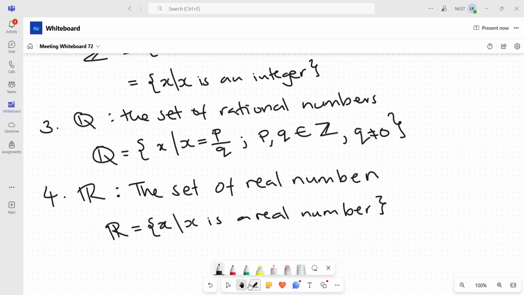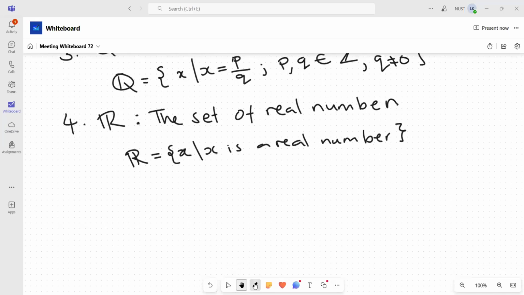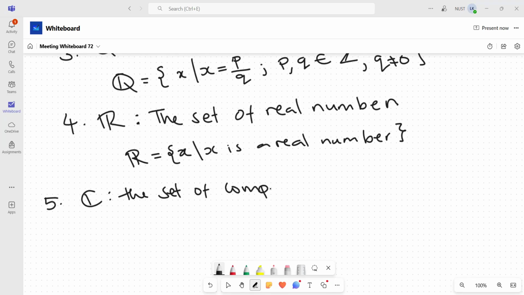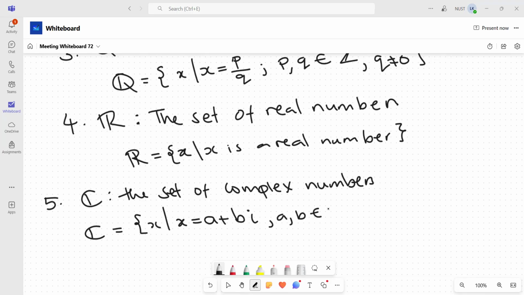And then we have the set of complex numbers. Okay, so we have C. This is the set of complex numbers. And we can represent it like this. C is equal to x such that x is equal to a plus bi, where a and b are the real numbers, and i is equal to the square root of -1.